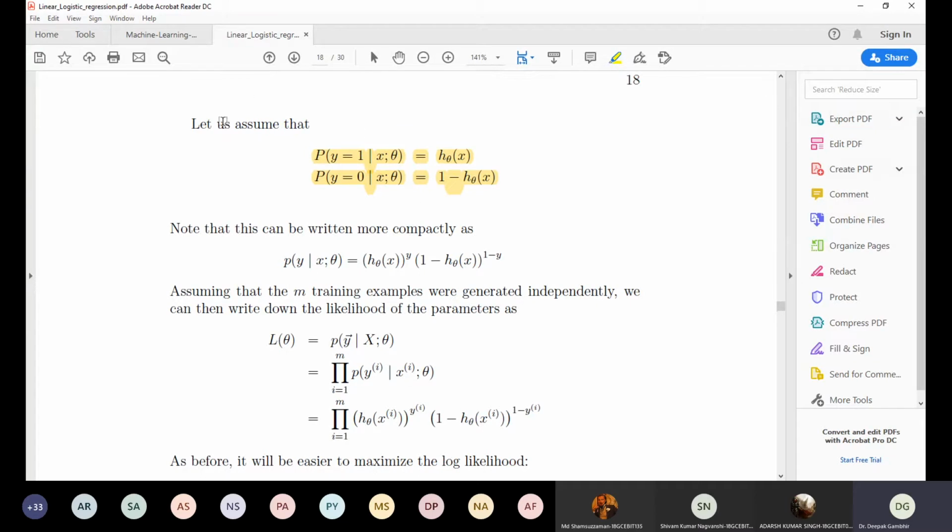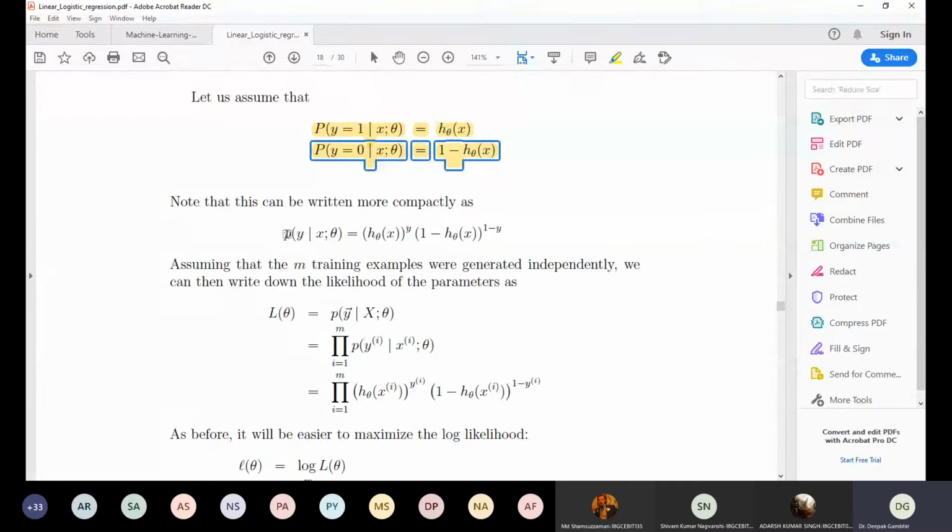So what we were doing, we have considered that the probability of getting 1 is h theta, and the probability of getting 0 is 1 minus h theta. We will write it in a compact form, that is, the probability of getting y as h theta to the power y, and 1 minus h theta to the power 1 minus y. Now if y is 1, you can see the first term is present. If y is 0, then the second term is present. So both of them are written together.